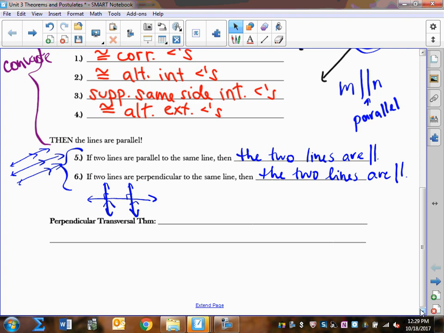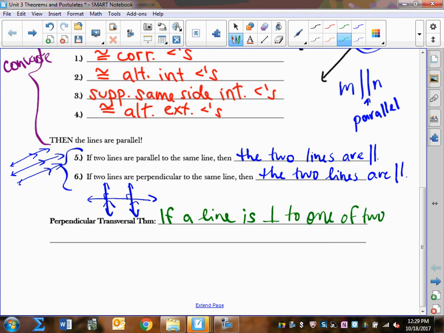Alright, our perpendicular transversal theorem, again, is going to seem like common sense, just like 5 and 6 did. And it's kind of similar to our 6th theorem here. Now this one actually has a title, that's exciting. So perpendicular transversal theorem. It has to do with a perpendicular and a transversal. If a line is perpendicular to one of two parallel lines, so we've got our conditional statement here. Let's investigate that hypothesis and see if we can come up with a conclusion on our own.